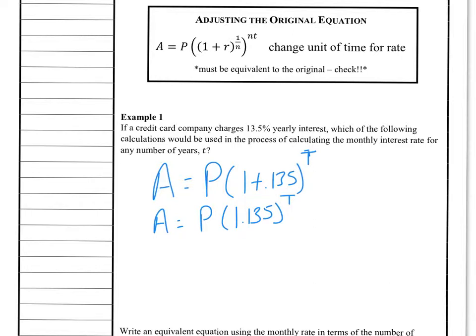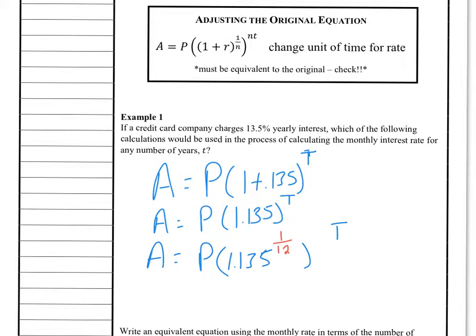So copy the original. And here's what we're going to do, all right? We are going to take and change the yearly rate by raising to 1/12. Why? Because there are 12 months in a year. But you know the idea of a math problem.